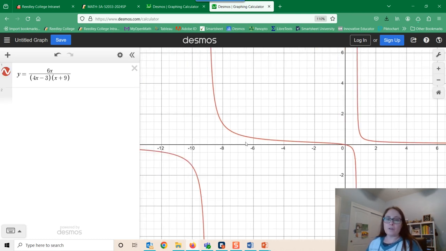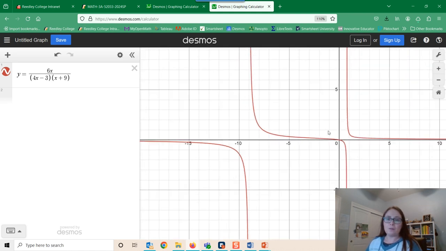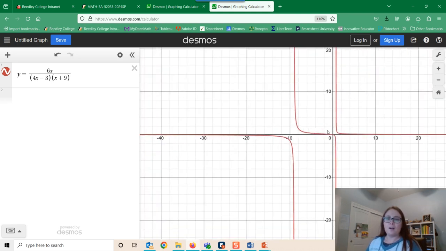I can see some weird stuff happening at the places that I predicted when I found the domain. Here's 3/4, I've got something weird going on there, and out here at negative 9 also. Those are my undefined spots. This is what happens on the graph when you have a rational function at the points where the denominator is 0.